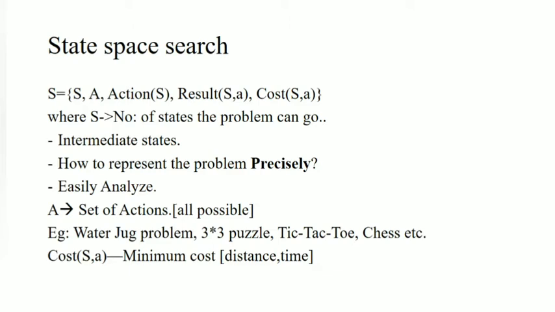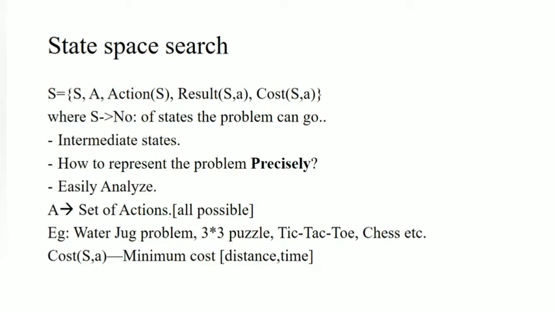Whatever be the game, this is applied when we are solving a game or when we are playing a game. So in game playing, the main fact is state space search. What are the different sets of states that we encounter, the number of states that the problem can go, that is S. Capital S is represented by this number of states that the problem can go. And there are various actions according to the problem that we have to solve.